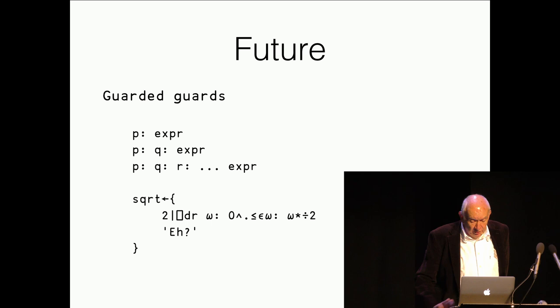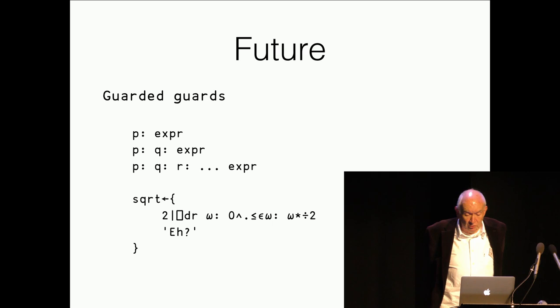And here's a rather contrived example. So what this would say, if you didn't have complex numbers in your APL, you could say, two residue quad DR says, is this array numeric? And if they're all non-negative, then return the square root. Otherwise, give an error. So that's a guarded guard.